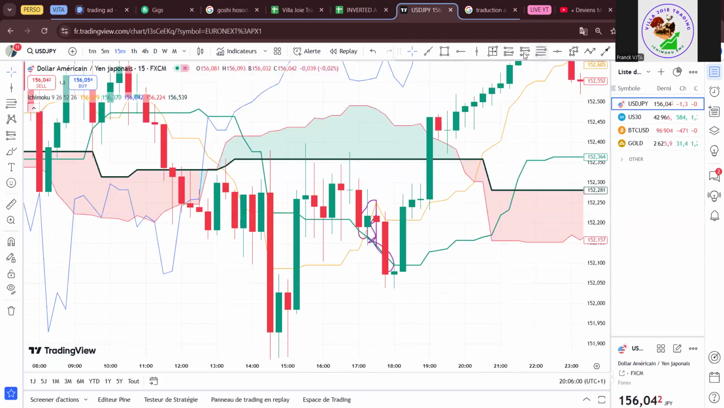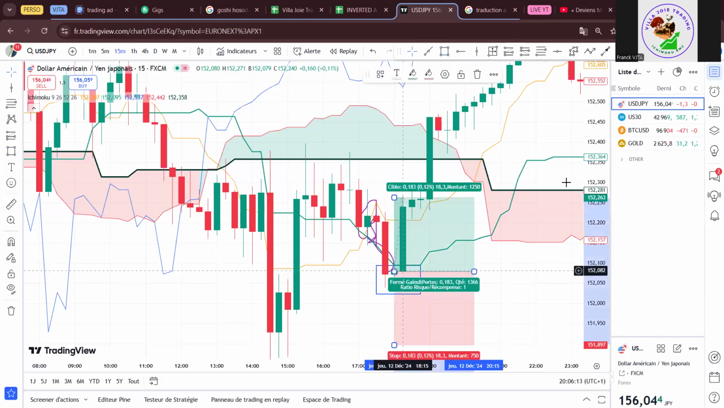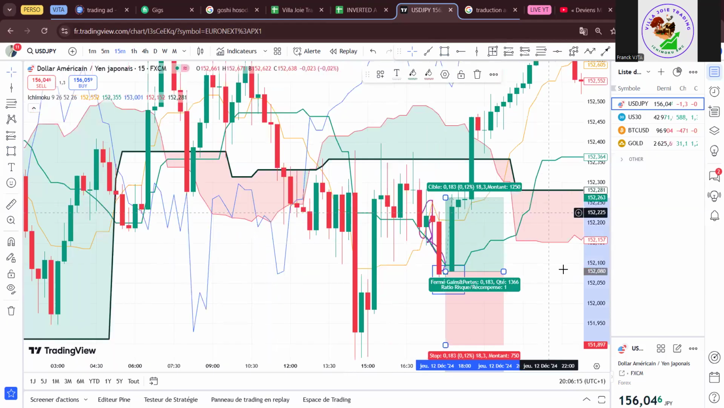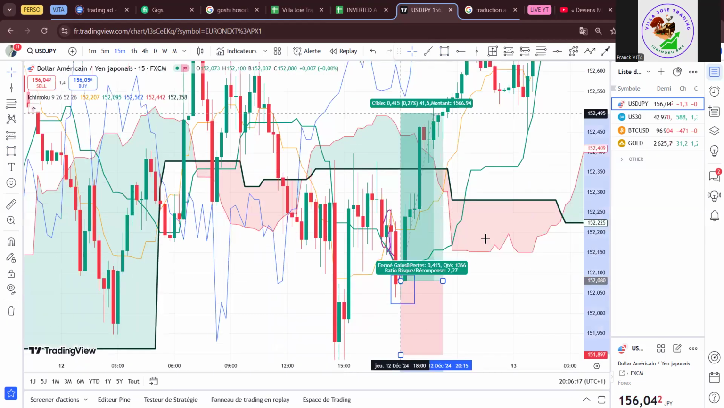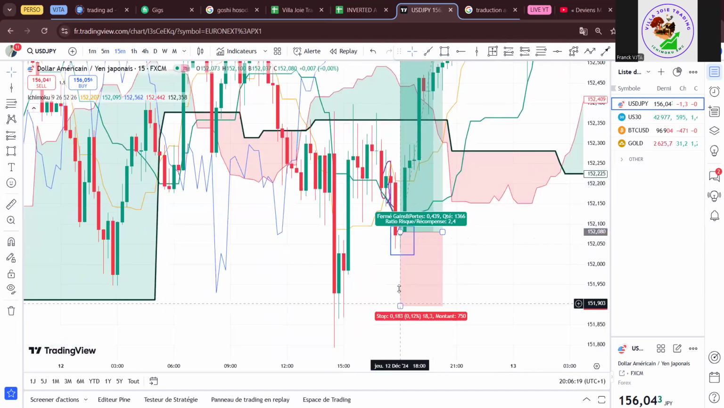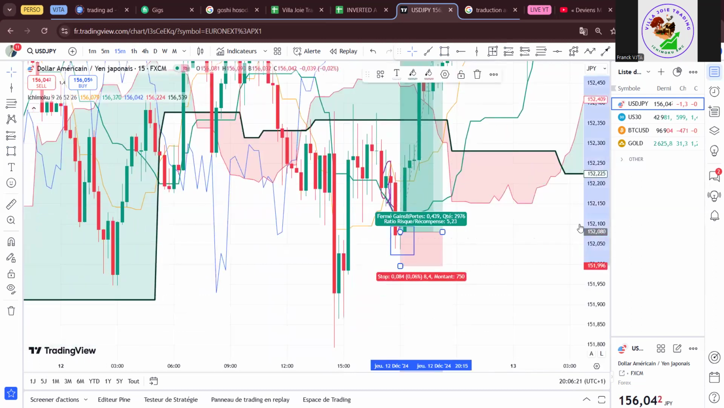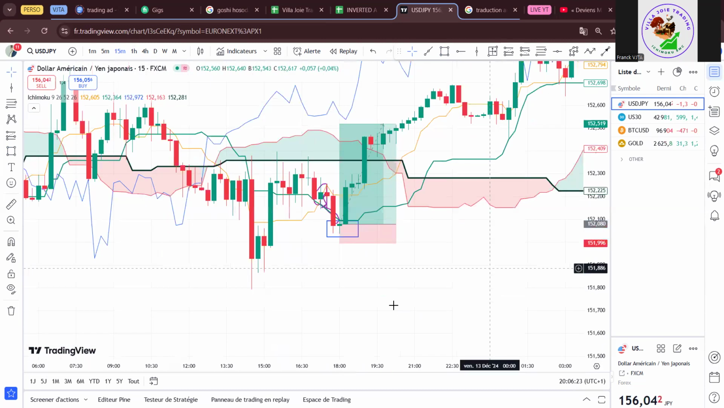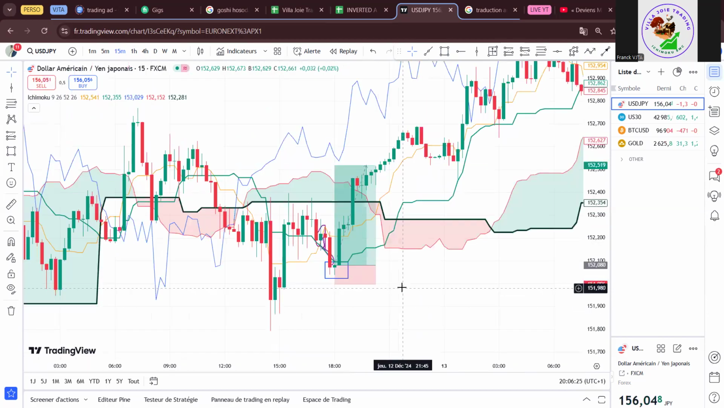And when you reverse to the upside, you are about to see an inverted Kijun setup, like this. And then this is where you buy. It's still a setup, but this is where you buy. And this inverted Kijun setup happened a lot of times in 15 minutes. So I'm showing you that because it actually happened a lot.